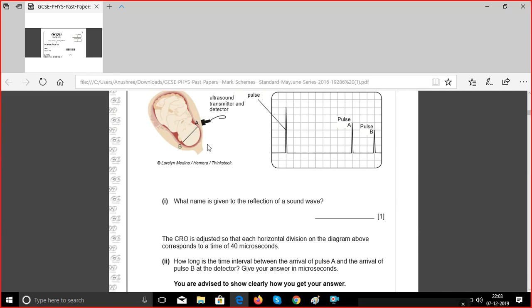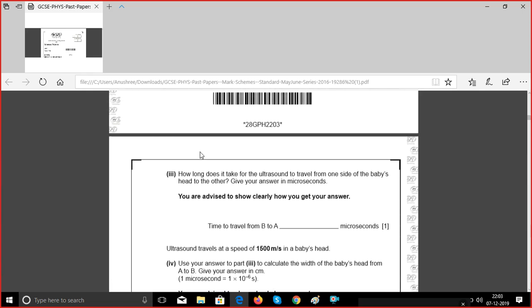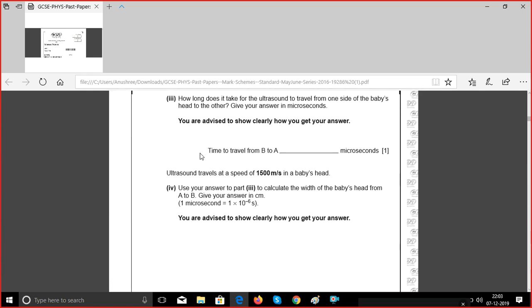We know that the sound took 6 microseconds to travel from A to B. We know that speed is 1500 meters per second. So we just have to use the speed-time equation, that is speed equals distance over time, and distance equals speed multiplied by time. Speed is 1500 and time is 6 into 10 to the power of minus 6. You have to multiply them together to get the width of the head.